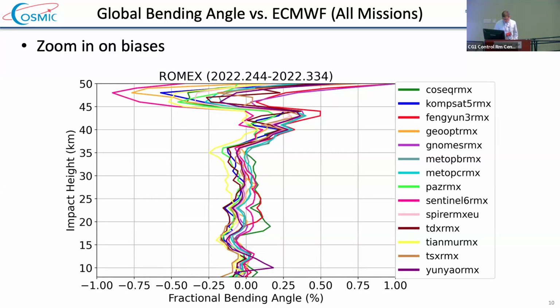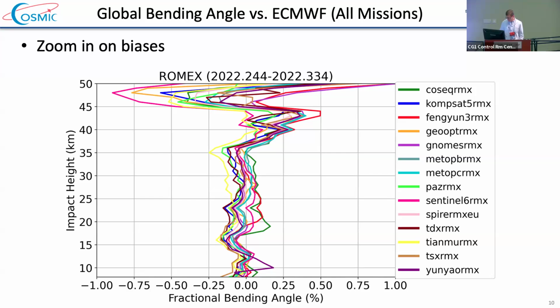And then zooming in much closer on the biases here. Again, largely very, very consistent results from 10 to 40 kilometers or so. So that is, again, really nice to see. And actually, I wasn't sure what to expect before we started this.